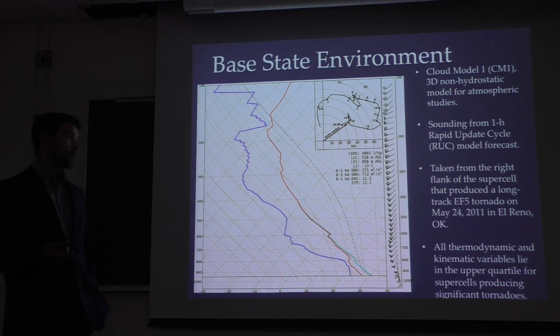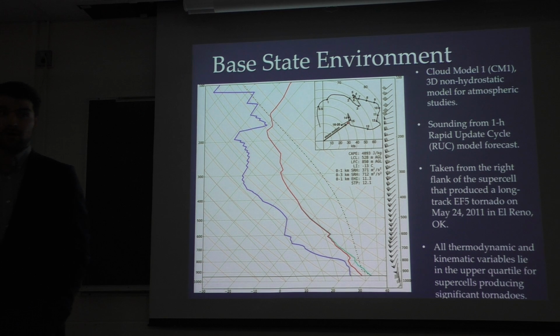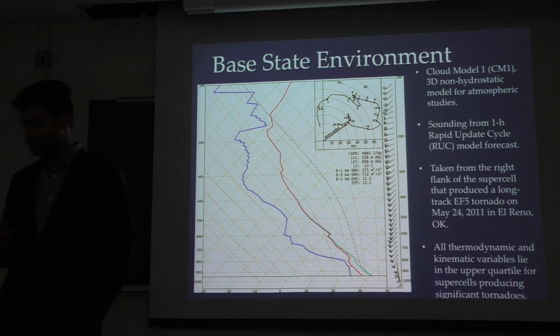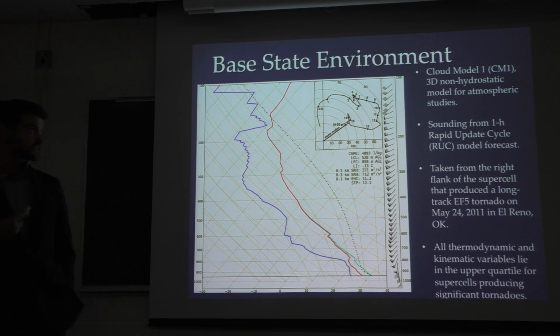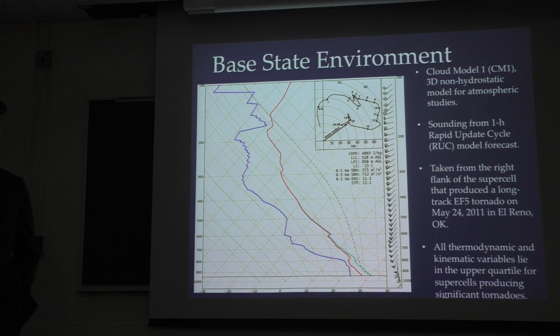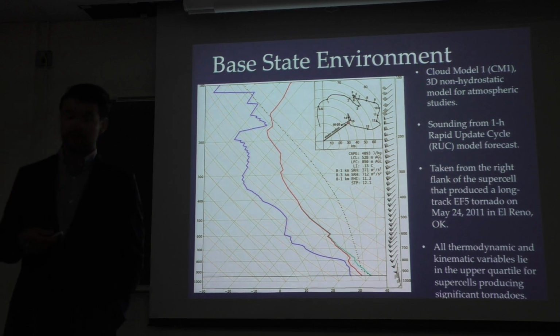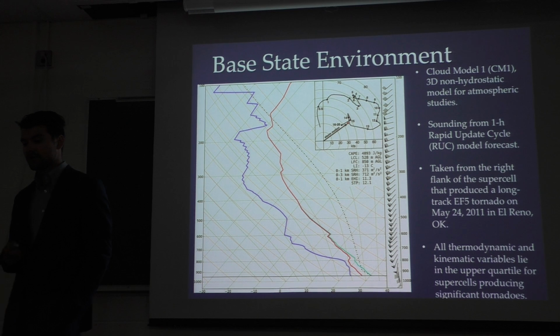It was run on Cloud Model 1, which is a 3D non-hydrostatic model for studying atmospheric processes. And this is the sounding we used. It's a model forecast sounding from the RUC. It was taken off the right flank of the supercell that produced a long-track EF5 tornado in El Reno, Oklahoma, on May 24th, 2011.